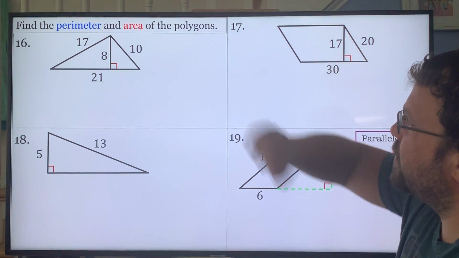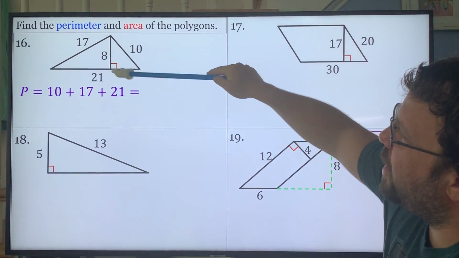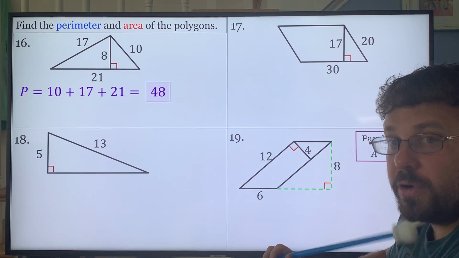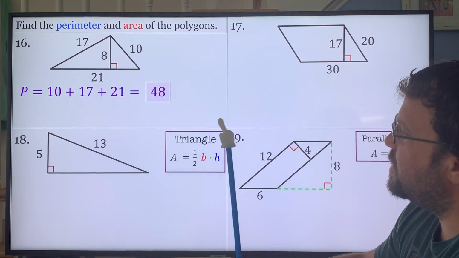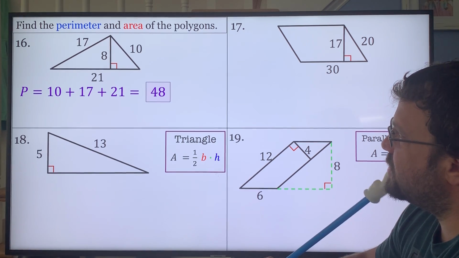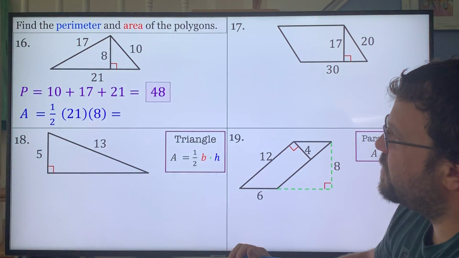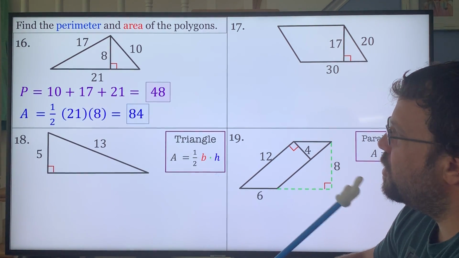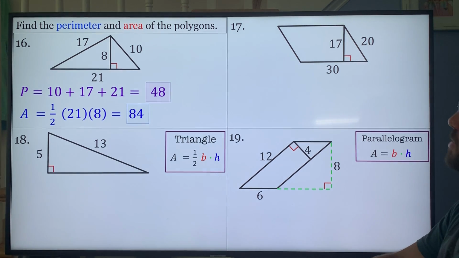Ready? Perimeter, distance around. 17, 10, 21. Not the stuff in the middle. 48. 48 units. Area, base times height. Triangle's area is 1/2 base times height. Look for the right angle, the 2 side lengths touching the right angle. So it's 1/2 of 21 times 8, which would be 84. And if we were dealing with units, it would be 84 square units.